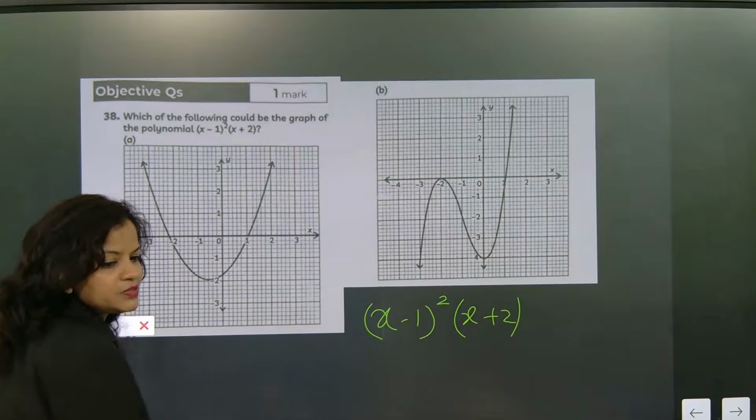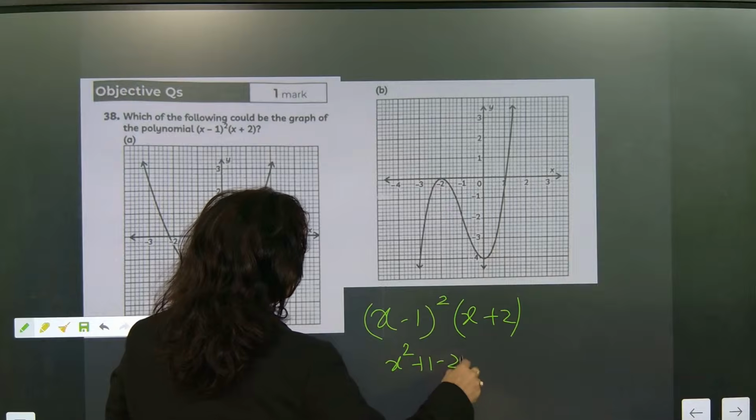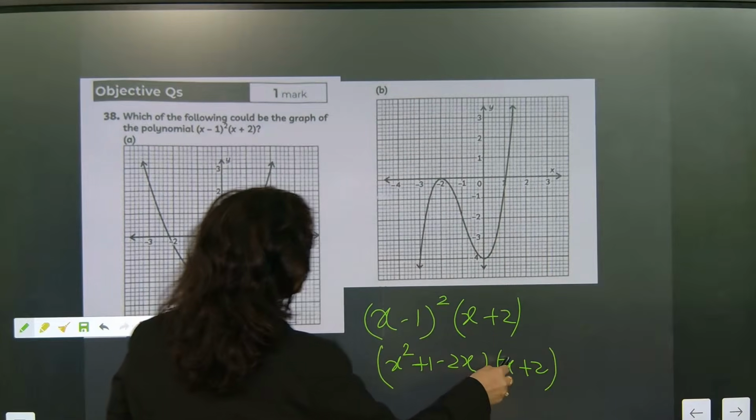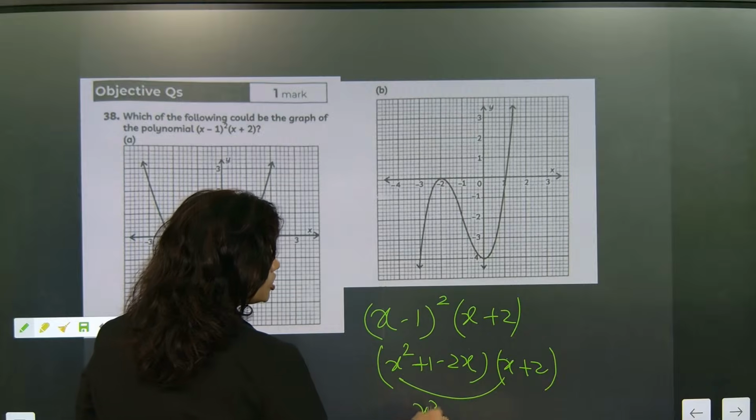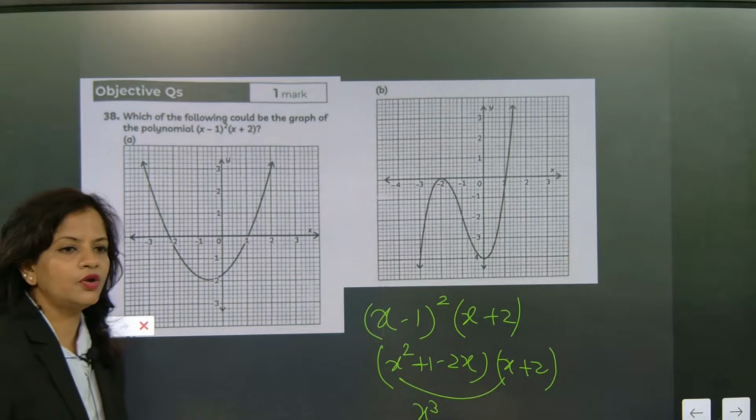So first, x minus 1 whole square, shall we work it out? x square plus 1 minus 2x. Sanjay, do it very carefully. And then here x plus 2. So the highest degree will become what? x cube. So it is not going to be a parabola, is it? No.